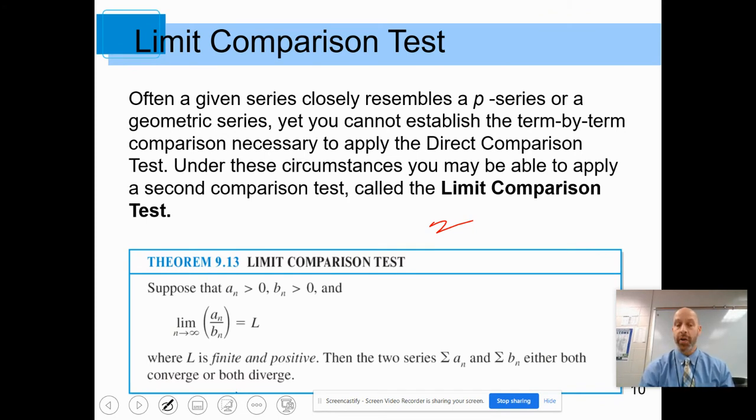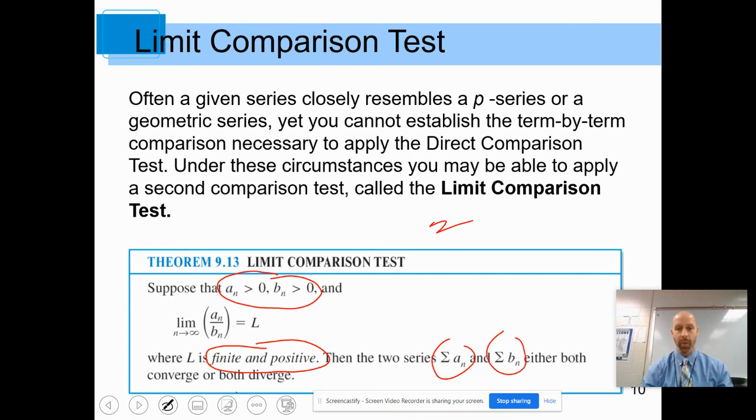Let each of our terms, a sub n and b sub n, be greater than 0. This is important. Everything has to be positive, so we can't deal with negatives. If the limit, as n goes to infinity, of the general term of the first series, a sub n, divided by the general term for the b series, is equal to L, and L is finite and positive, then either both of the series converge or they both diverge.